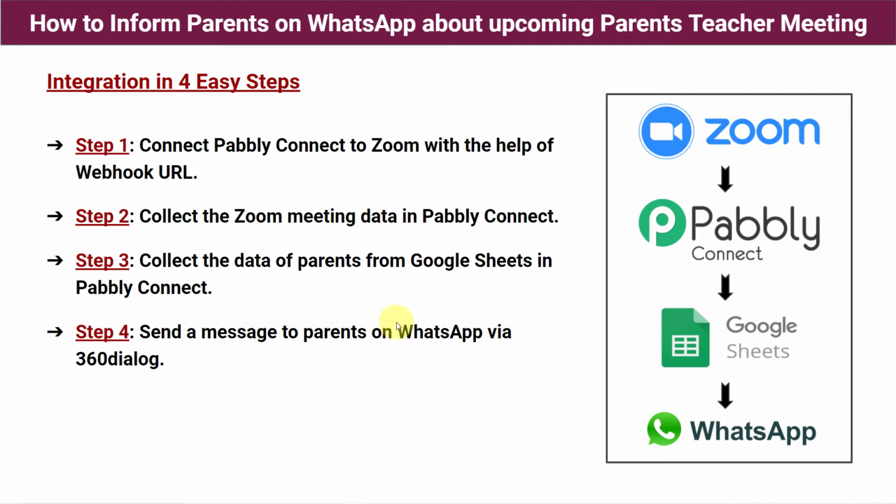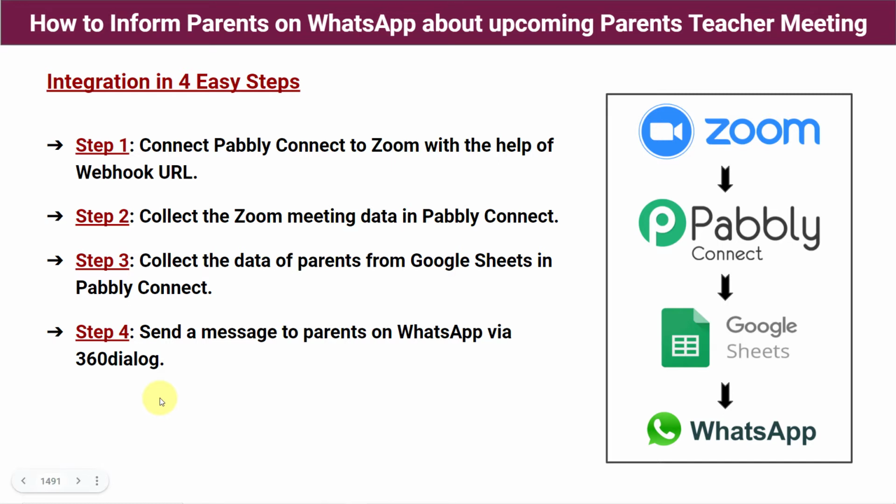Okay, so in third step, we are going to collect the data of the parents that we have in Google Sheets in Pabbly Connect. And step 4 says send a message to parents on WhatsApp via 360 dialog. Okay, so finally we are going to send the messages about the upcoming parents teacher meeting on the WhatsApp account of the parents. And to do this, we are going to use another application which is called 360 dialog. So I will tell you what 360 dialog is later on in this video.